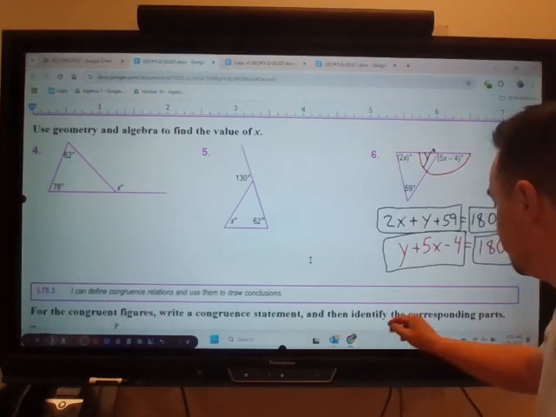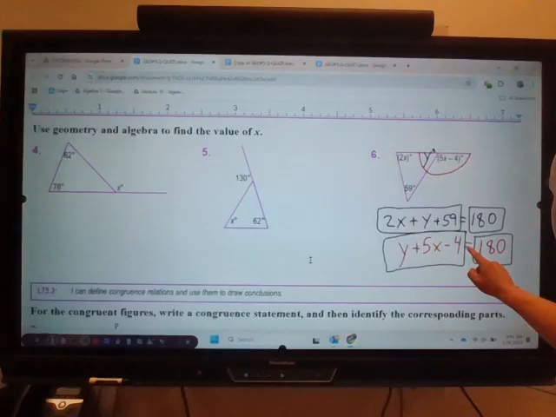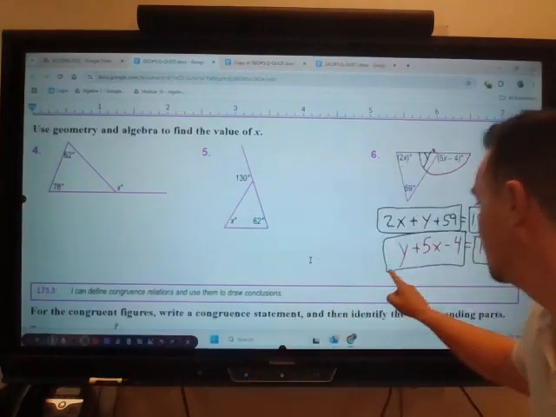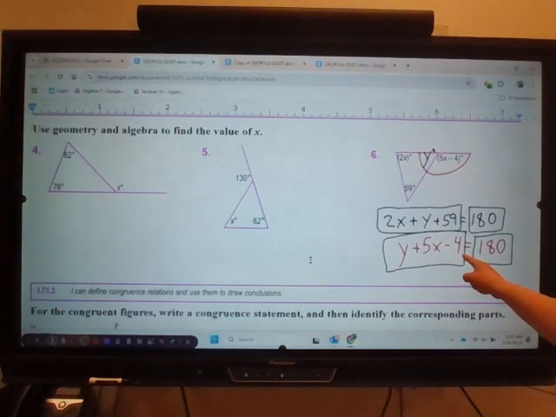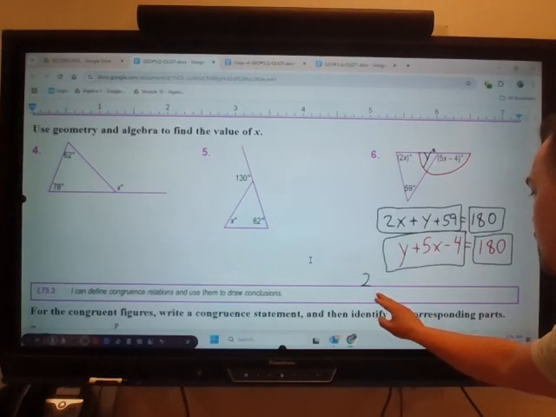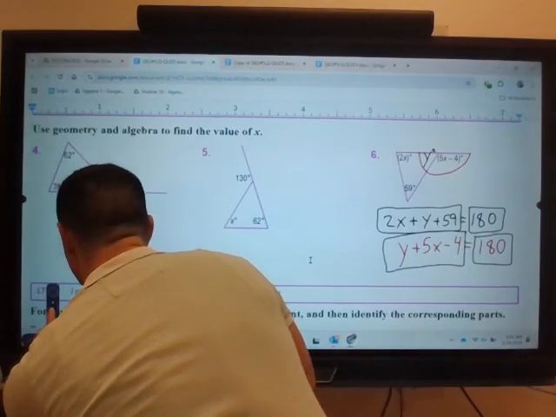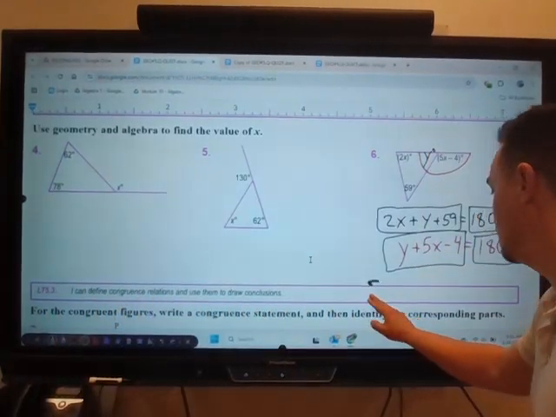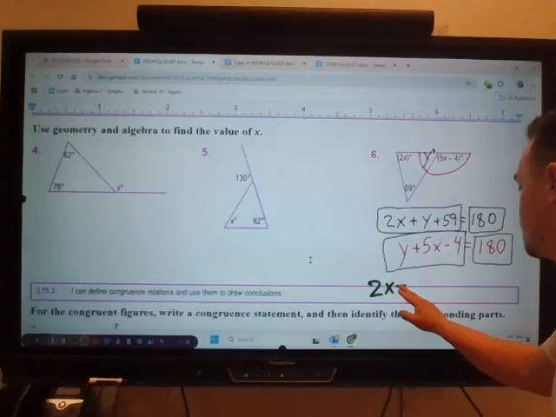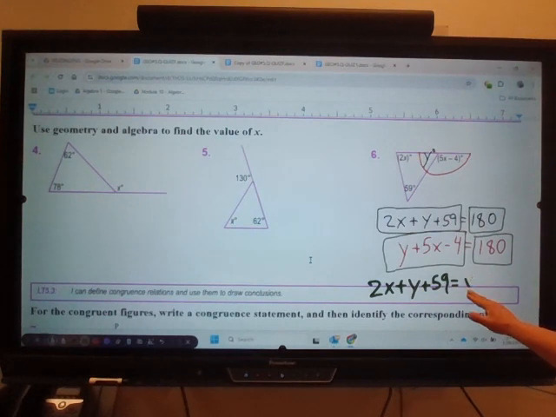I'll write it below. 2x plus y plus 59 is going to equal y plus 5x minus 4, since they're both equal to 180. So, 2x plus y plus 59 equals y plus 5x minus 4.